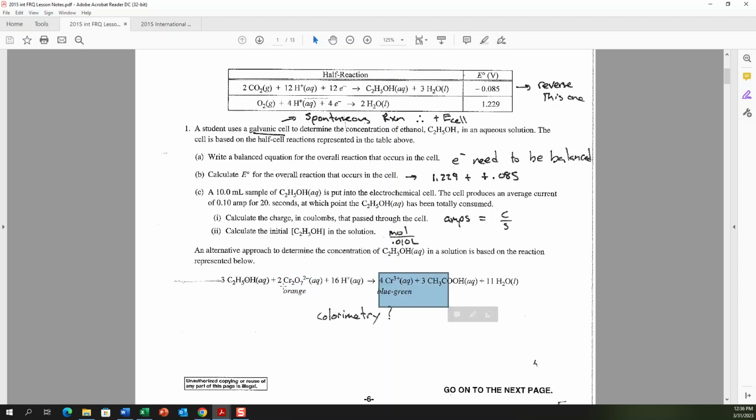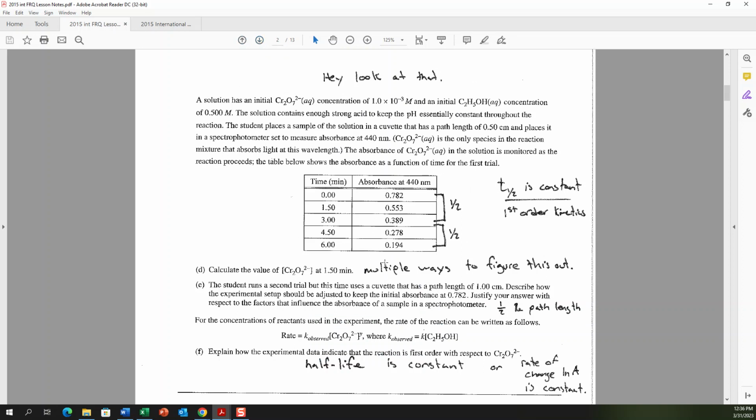And so as this reaction proceeds, the solution is going to be going from orange color to blue-green color. So the solution is going to be absorbing different color light as the reaction goes. So I was thinking maybe colorimetry, spectrophotometry, right? Beer's law. But let's find out if I'm right about that. That's the only reason I wrote colorimetry there. Yeah, boom. And then we have absorbance and time data. So we might be thinking colorimetry.